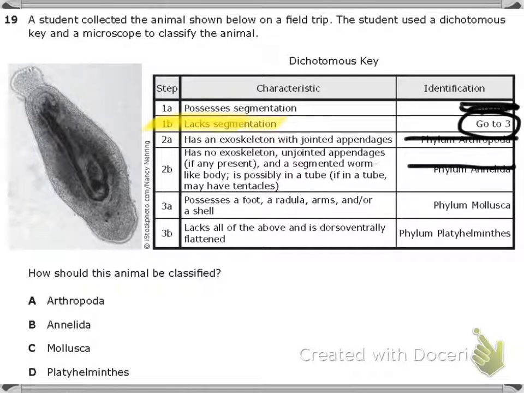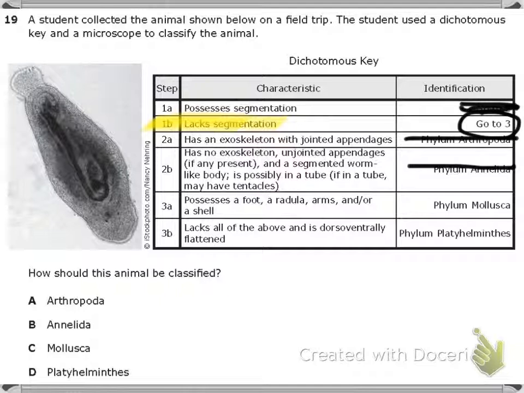Okay, so with 3, let's look at 3A. Possesses a foot, you know, arms, limbs, general sticking out things, and or maybe a shell. Well, I don't see any of that, okay? I see none of that, so it's not looking like 3A. Let's look at 3B. Lacks all of the above and is dorsoventrally flattened.